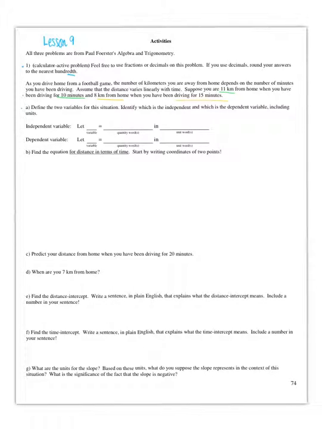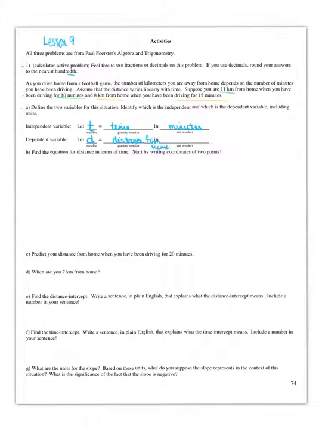Define two variables in this situation. Identify the independent and dependent. So time is going to be my independent variable. I'm going to say let t equal the time I've been driving, and the units are going to be minutes because minutes were mentioned in the problem. My dependent variable will be my distance. So I'm going to choose D, distance from home, and again, taking the units from the problem, which are kilometers.